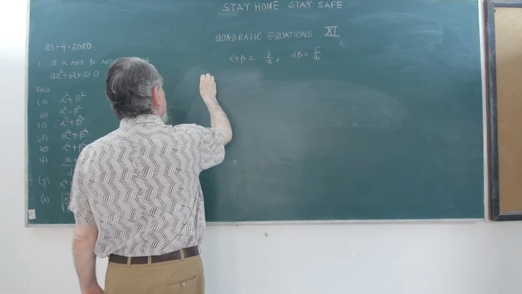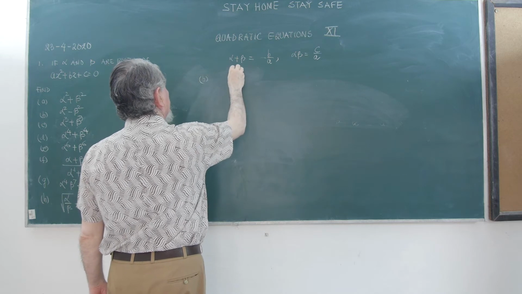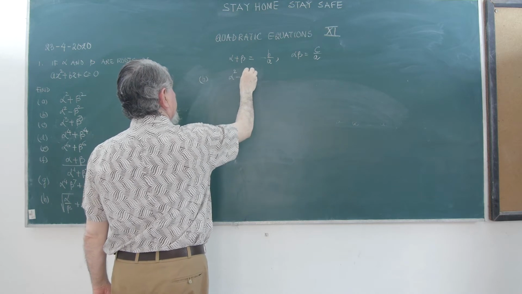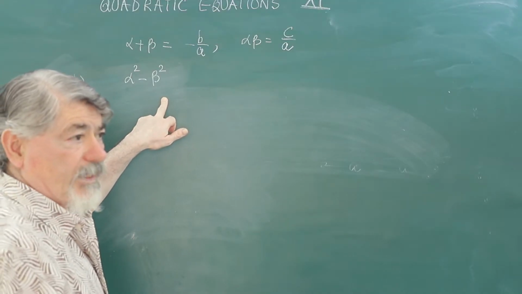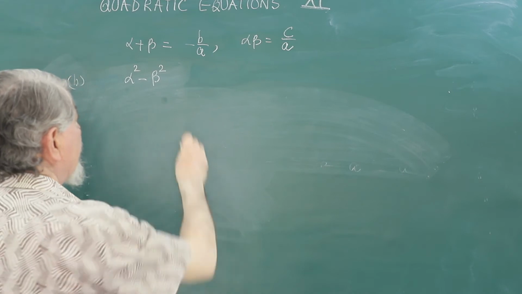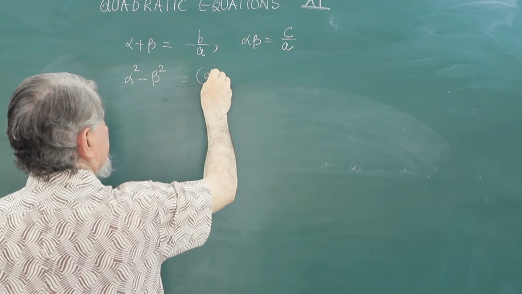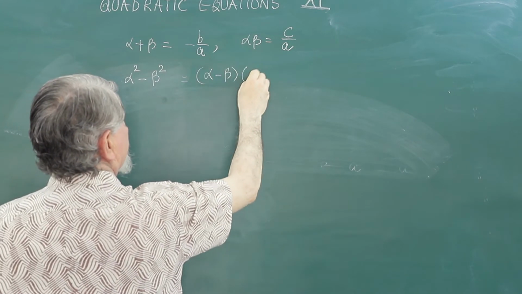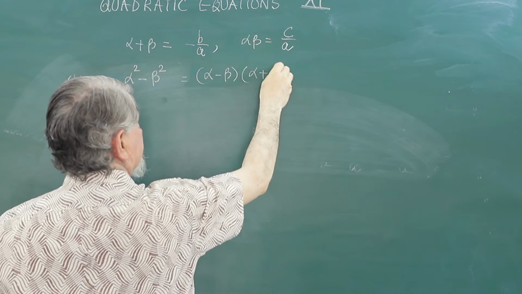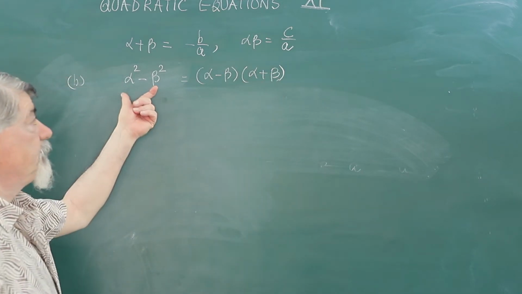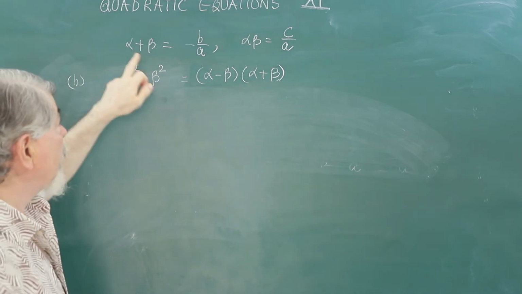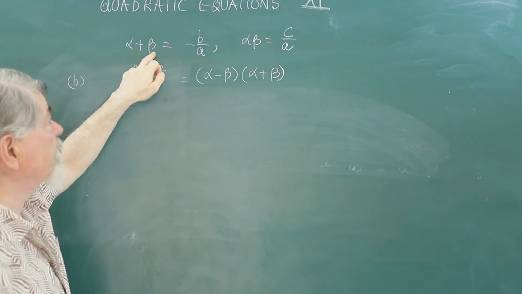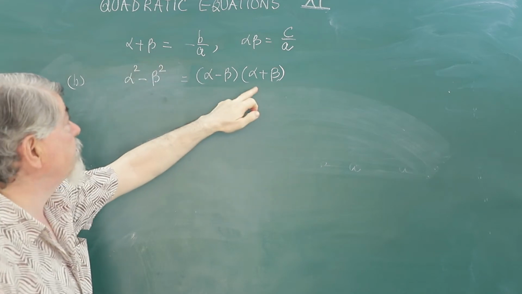B is alpha square minus beta square. Now alpha square minus beta square has two factors, alpha minus beta and alpha plus beta. I already know the value of alpha plus beta from this, given as minus b upon a.